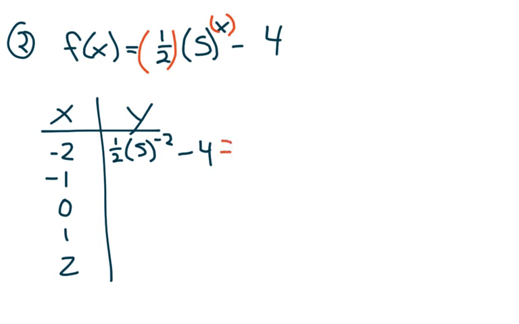And this should equal, I get -3.98. When I plug in -1, I get -3.9. Plug in 0, I get -3.5. Plug in 1, I get -1.5. And plug in 2, I get 8.5. Alright, so pause this video, check, and make sure you know how to stick it in your calculator.